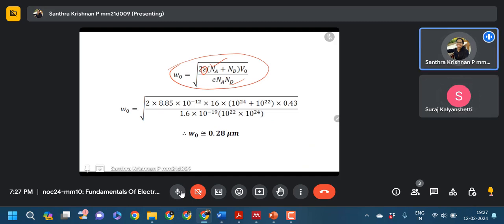So if you see here, that 16 is multiplied by the permittivity of free space. That is epsilon 0. Got it.